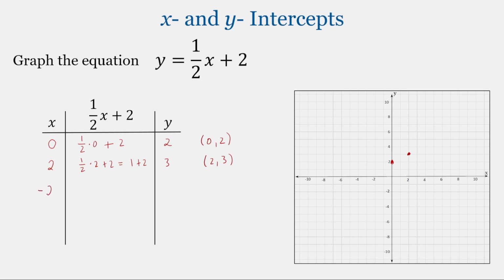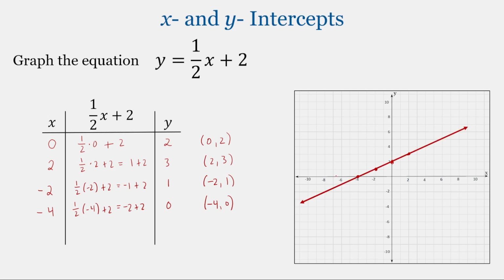And then let's do -2. So we have 1/2 times -2 plus 2. That's -1 plus 2, giving us +1. So the ordered pair -2, 1. And how about one more? We'll do -4. So 1/2 times -4 plus 2. That's equal to -2 plus 2, and that is 0. So we have the ordered pair -4, 0. And then from these 4 points, we get the graph of this linear equation.